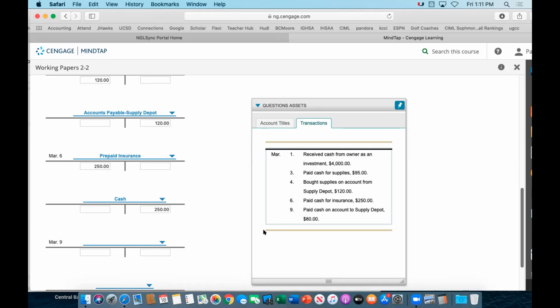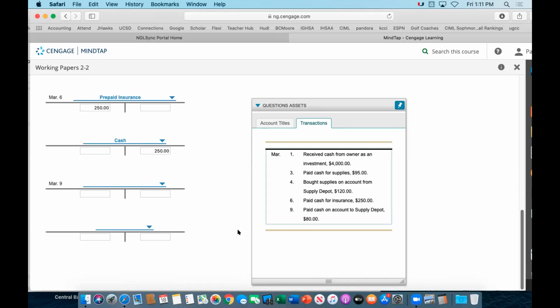Okay. And the last transaction is March 9th. It's a paid cash on account. Transaction 5 on your sheet, if you wrote it down. Paid cash, you always know paid cash means credit to cash, right? On account to Supply Depot, so you go here to accounts payable, Supply Depot. We are lowering our bill by $80. So you debit accounts payable, and whenever you see paid cash is credit.